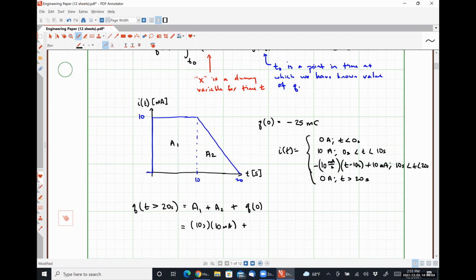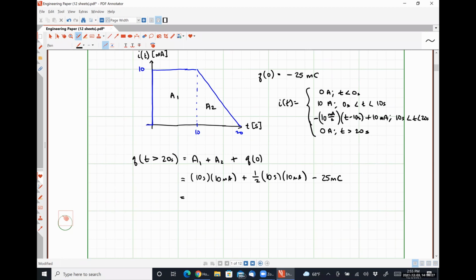1/2 base times height. So 1/2, the base here is still going to be 10 seconds. The height here is going to be 10 milliamps. And then Q at t is equal to 0 is negative 25 millicoulombs. So I'm going to add negative 25 millicoulombs. So when I multiply 10 seconds times 10 milliamps, what does that give me? 100 millicoulombs. Absolutely right. And then 1/2 10 seconds times 10 milliamps is obviously 50 millicoulombs.